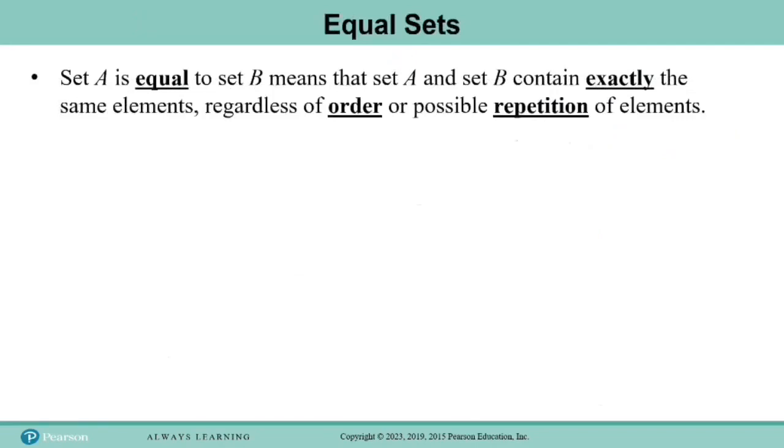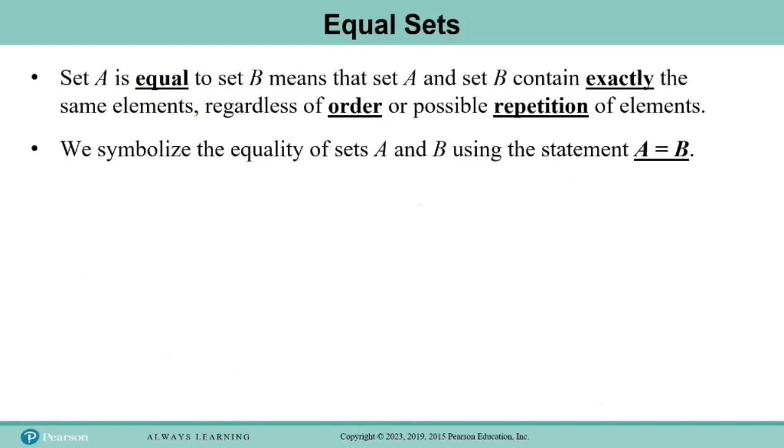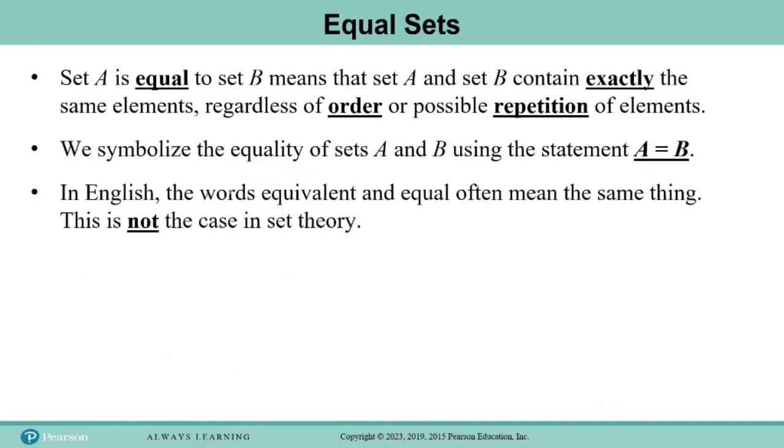Now let's talk about equal sets. If we say that set A is equal to set B, that means that set A and set B contain exactly the same elements, regardless of order or possible repetition. So we don't consider the order or whether anything's repeated or not, but if they contain exactly the same elements, then those two sets are equal. And of course, we symbolize the equality of two sets by putting an equal mark between them.